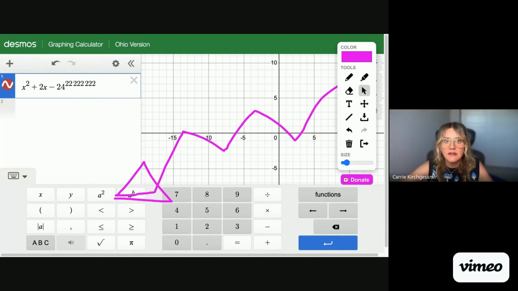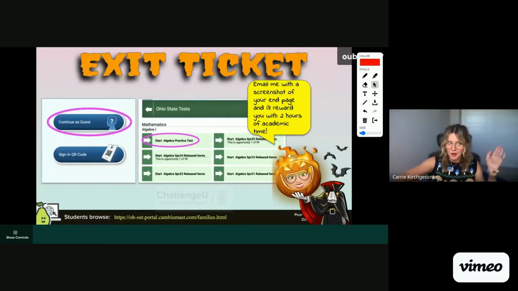Log in as a guest, then you don't have to put in a QR code or your student name or anything like that. So you would continue as guest and then start the algebra test right there.